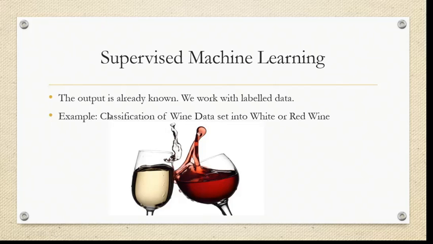Here, as in previous videos, we have discussed that supervised means that the output is already known. We work with a labeled data set, right? And we have to train our machine so that it maps the given input correctly to the right output. The example we see here is the classification of the wine data set. Either you will classify it as a white wine or a red wine. So this is an example of classification, okay? Either this or that, red or white.